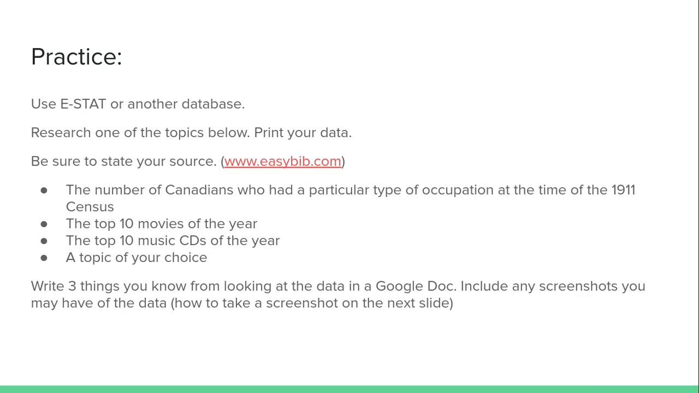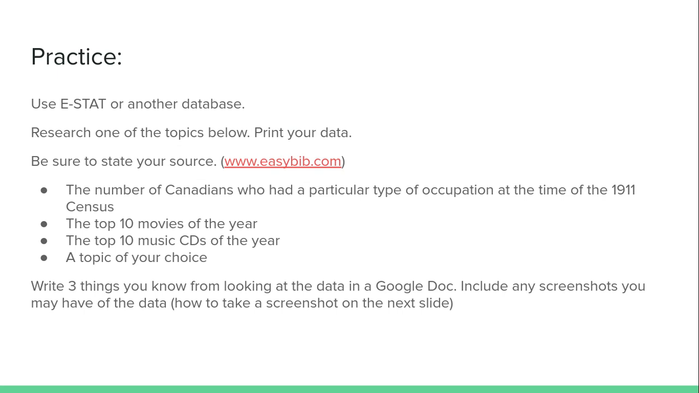So we're going to practice, and here's what you need to do. And once I'm done explaining, just pause it on this page, and that way you can refer to it when you're doing your work. You're going to use eStat or another database. So that is StatsCan. You can use a database on Google. Just remember to switch it to academic, and I'll show you how to do that. And you're going to research one of the topics below, and you're going to print your data. Not really. You're just going to take a screenshot of it and put it onto a Google Doc.